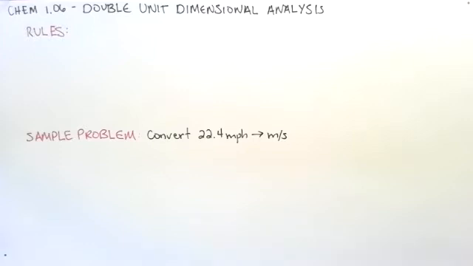Welcome to Chemistry Lesson 1.06, Double Unit Dimensional Analysis. Well, what does the double unit mean? We've been doing single unit, and everything up till now we have said a single unit. Double unit means that not only do we have a unit on the top, but we have a unit on the bottom. And some people kind of miss that.